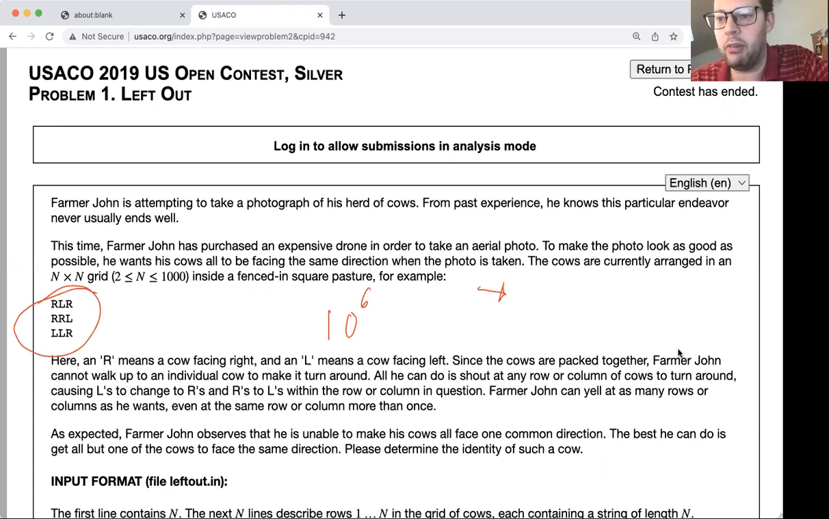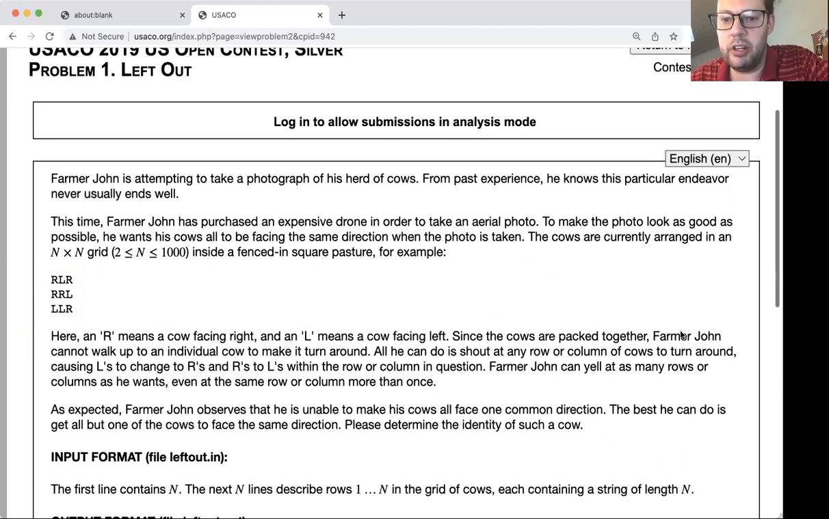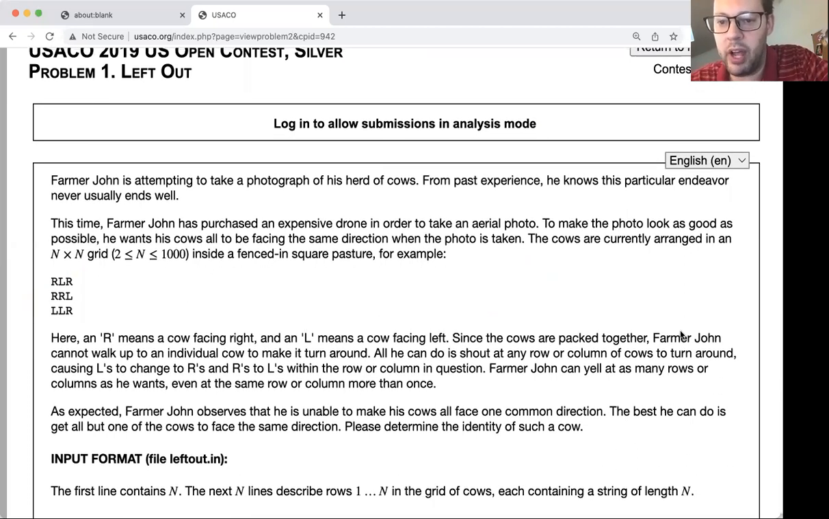For example, these are cows facing right or left. So I've got a cow facing right, a cow facing left, a cow facing right, right, right, left, left, left, right. Here, R means the cow is facing to the right, and L means the cow is facing to the left. Since the cows are packed together, Farmer John cannot walk up to an individual cow to make it turn around. All he can do is shout at any row or column of cows to turn around, causing L's to change to R's and R's to change to L's within the row or the column in question.